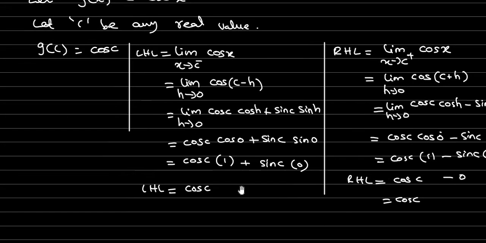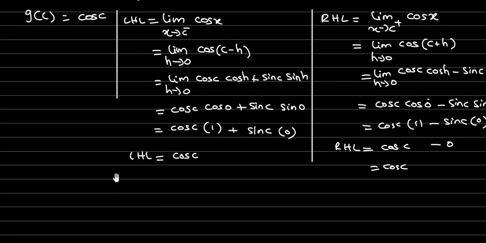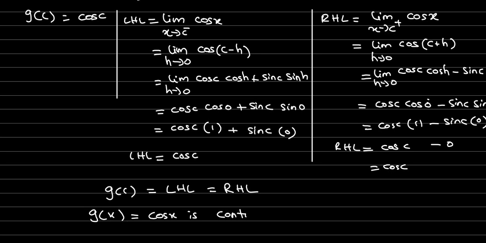So now we can say that g of c value, left hand limit, right hand limit, everything is the same. So what we can say from this: if everything is the same, we can say that the cos function is continuous, that is, g of x equal to cos x is continuous. Now this is more than enough to prove the other trigonometric functions are continuous.